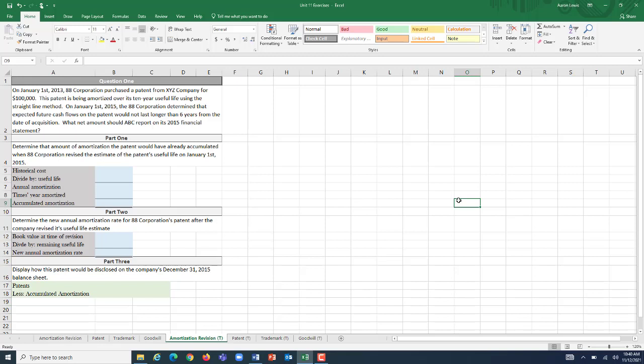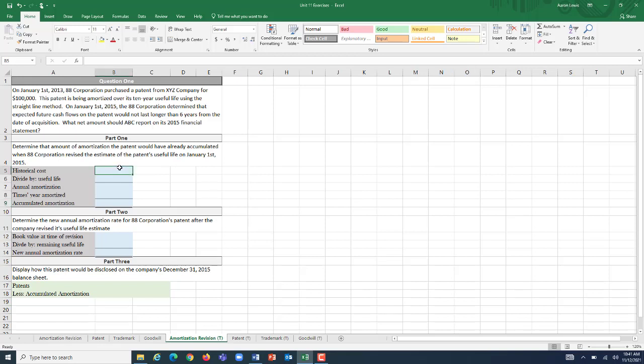So at this point, 88 Corporation is going to have to revise its methodology for recording the amortization on this patent on its books so that it is at the value it should be according to how value it would be if they sold it on the fair market to another entity. In part 1 here, we're going to determine the amount of amortization the patent would already have accumulated when 88 Corporation revised the estimate on the patent's useful life on January 1st, 2015.